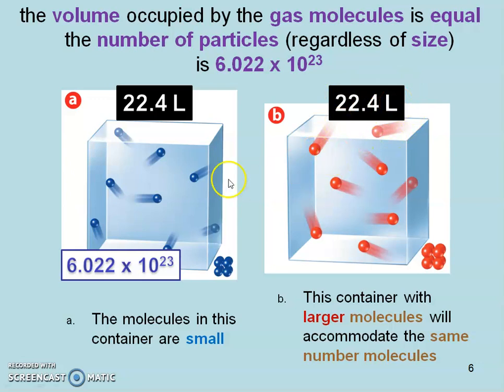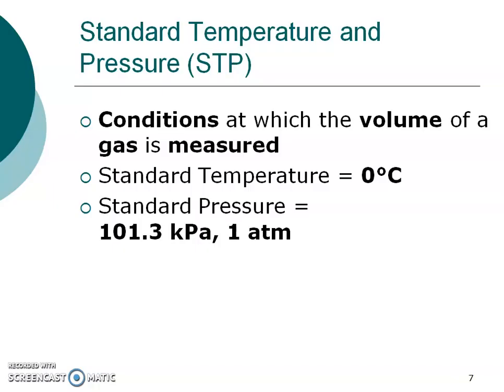So no matter what the size of the particle, we're always going to have Avogadro's number of particles if we're dealing with a gas and we're dealing with STP and that 22.4 liters. So this makes converting really, really easy between volumes of gas and particles of gas and moles of gas. So pause the video, fill in those blanks, and then play to hear my words.